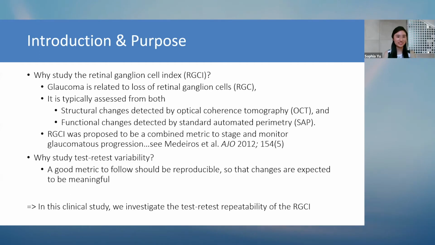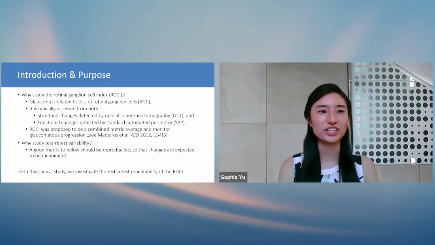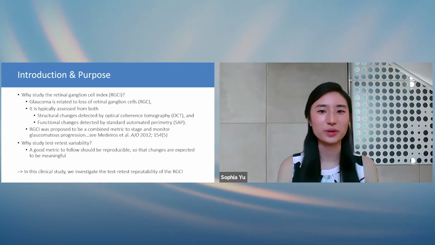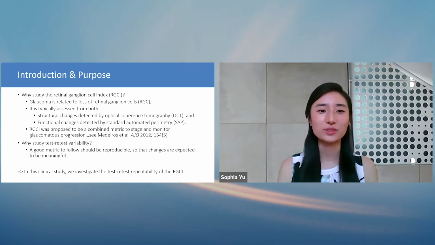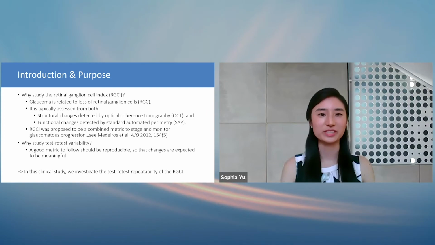So why are we doing this study? We know that glaucoma is related to the loss of retinal ganglion cells. We use functional and structural testing to estimate the extent of this loss. We detect structural changes with an OCT and functional changes with visual fields. But both of these techniques have sources of error, and they work better and worse compared to each other in different stages of disease. OCT is more applicable in early disease, and visual fields are better for later stages.